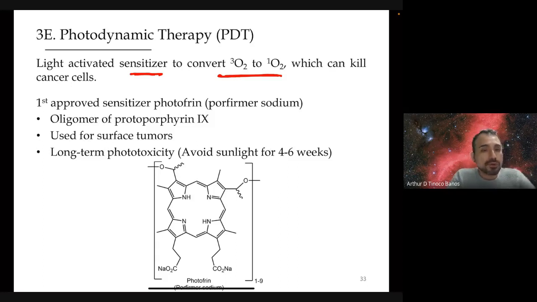So the first sensitizer was photofrin. Okay, so here we have a depiction of this photofrin, which is essentially an oligomer of protoporphyrin IX, right?